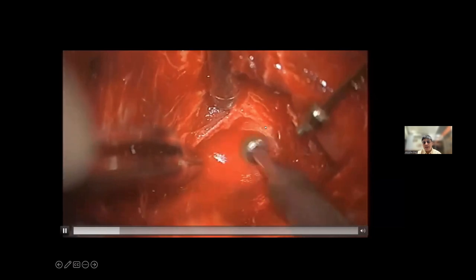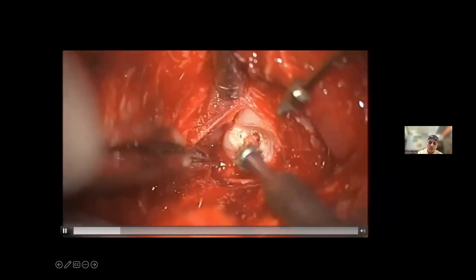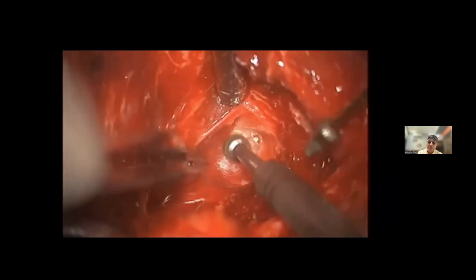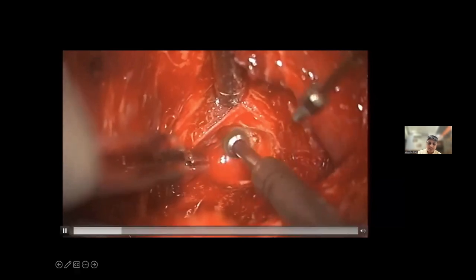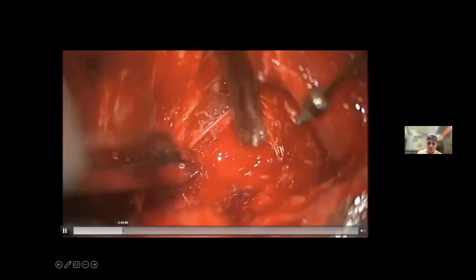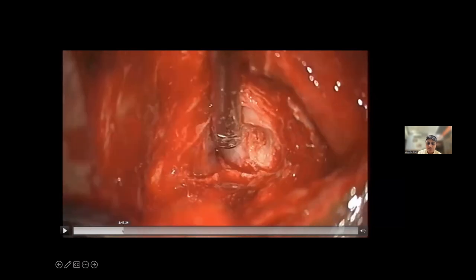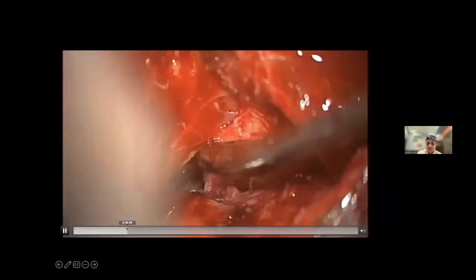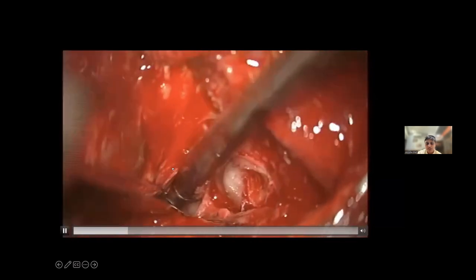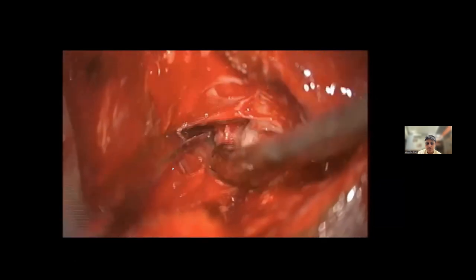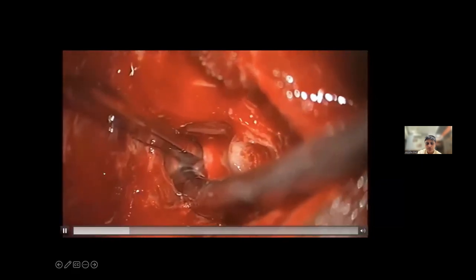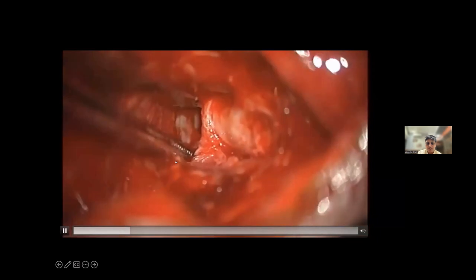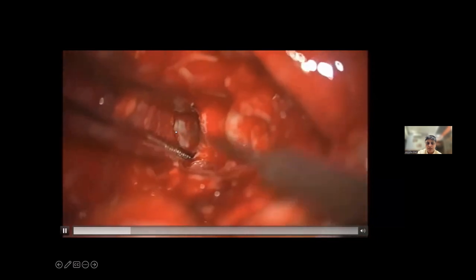Now the C2 lamina is being drilled because we use a plate and screw construct for fixing the region. So to keep the plate settled in nicely in this region, we perform a drilling of the C2 lamina. And then an osteotome is inserted, and here you see the C1, C2 joint. This is the joint. This is the superior facet of C2. This is the inferior facet of C1. Here you see the whole joint is exposed.